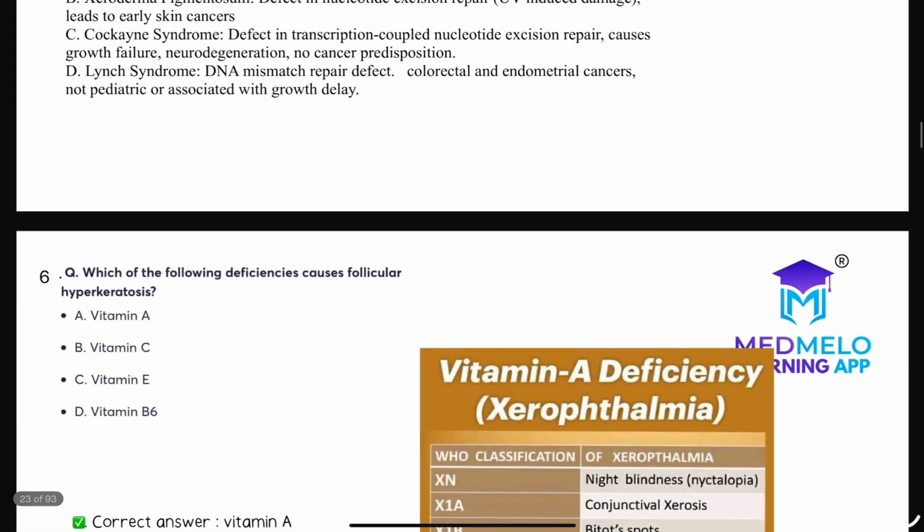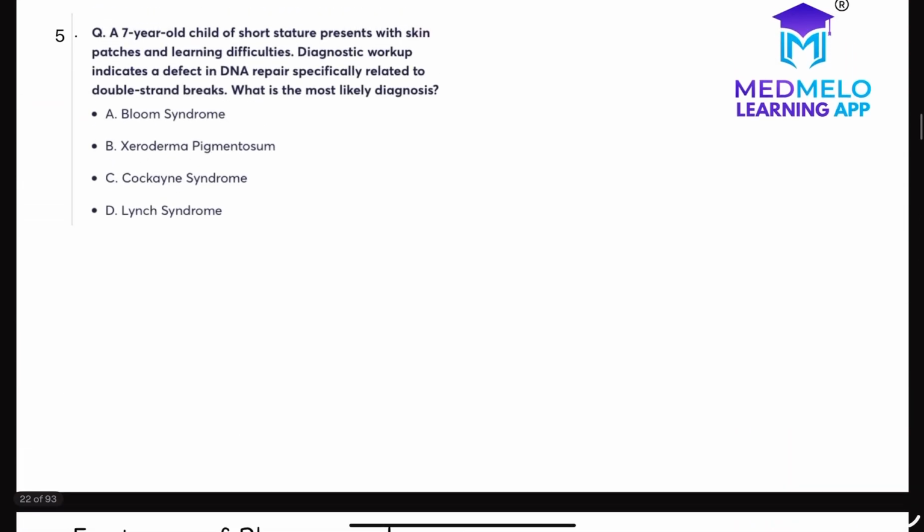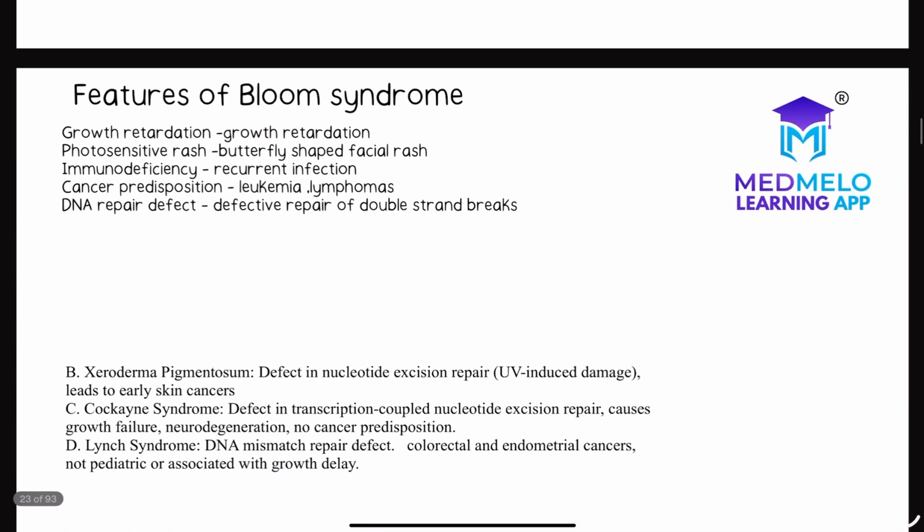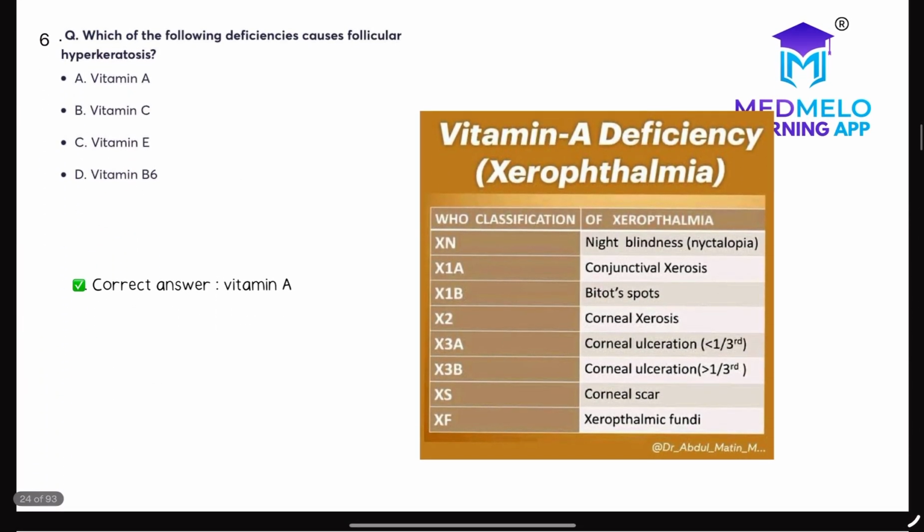So the answer to the question is Bloom syndrome. Here we have short stature, butterfly rashes or skin patches, learning difficulty, and the DNA workup showed a DNA repair defect, specifically of double strand breaks. So the answer is Bloom syndrome. Moving on to the next question.